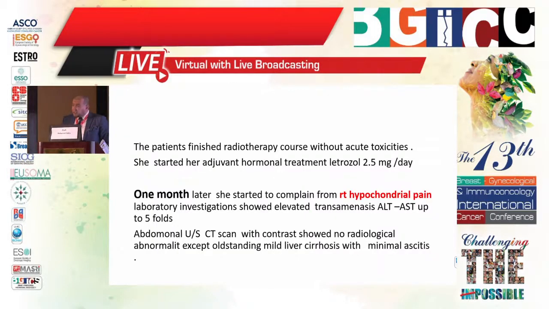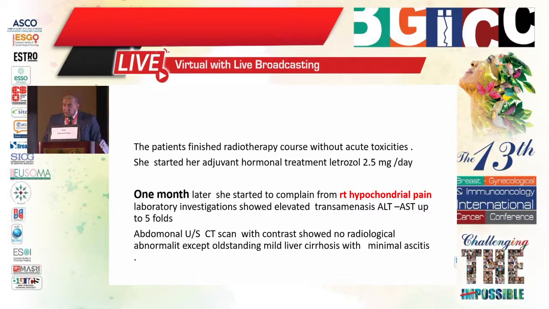The patient finished the radiotherapy course without acute toxicities. She started adjuvant hormonal treatment, letrozole, every day. 1 month later, she started to complain of right hypochondrial pain. Laboratory investigation showed elevated transaminases up to 5 folds. Abdominal ultrasound and CT scan with contrast showed no radiological abnormalities except old-standing mild liver cirrhosis with minimal ascites.